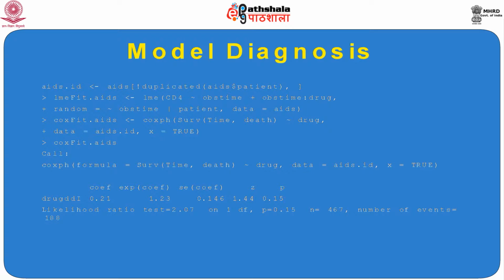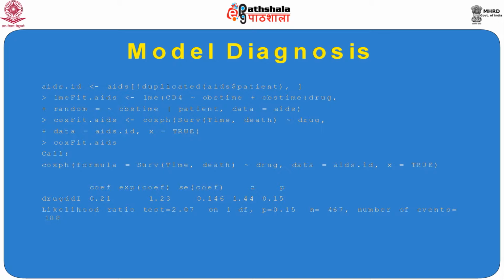Now we are assigning aids.id from aids, where duplicate patients' information has been sorted out, because in the earlier slide we saw the same patient's measurements taken in different rows. So the duplicates were removed by the function called duplicated. Thereafter we are going for lme fit.aids with the function called lme, and within parentheses CD4, which I mentioned earlier is the main primary endpoint of interest for any AIDS patients.